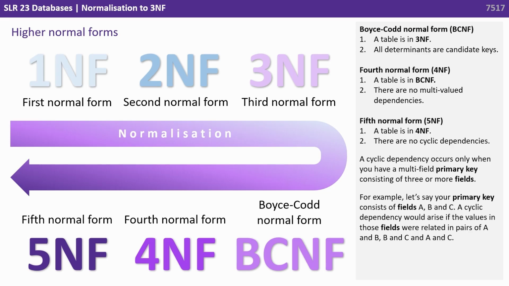And then finally, we have fifth normal form. This extra rule says there must be no cyclic dependencies. Now, a cyclic dependency occurs when you have a multi-field primary key consisting of 3 or more fields. For example, let's say your primary key consists of fields A, B and C. A cyclic dependency would arise if the values in those fields were related in pairs of A and B, B and C, and A and C.